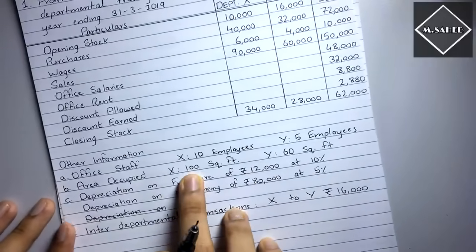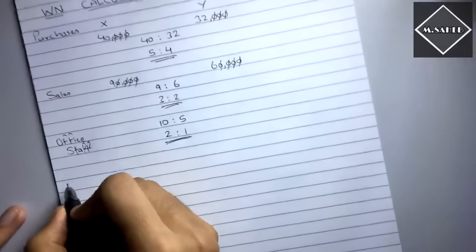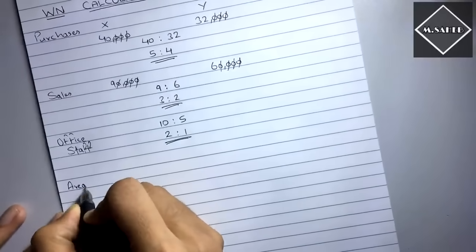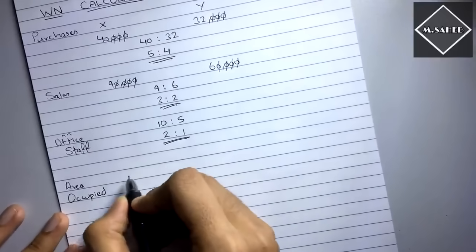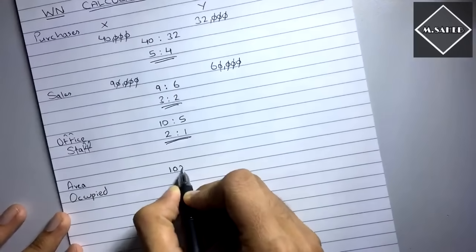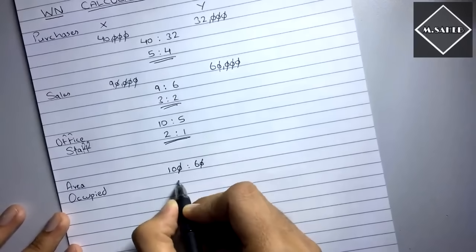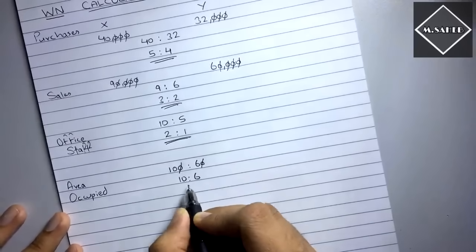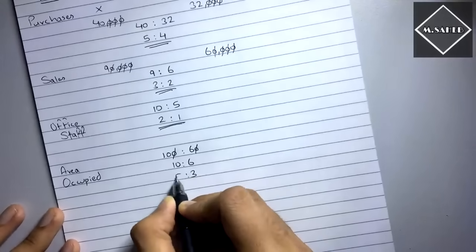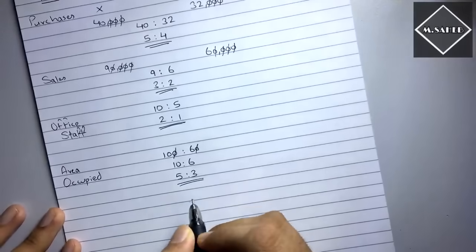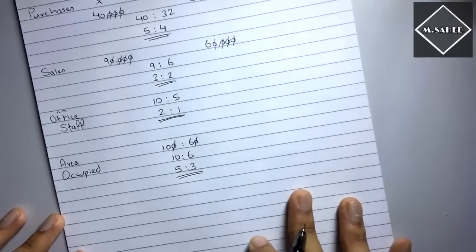And then next we have area occupied. Area occupied is 100 square feet for X and 60 square feet for Y. So that's the area occupied ratio. It's given there, 100:60. So slash the zeros. You get 10:6, right? You can simplify this even further. 2 3s are 6, 2 5s are 10. So 5:3 is the ratio. All right. Here 5:4, 3:2, 2:1, 5:3.